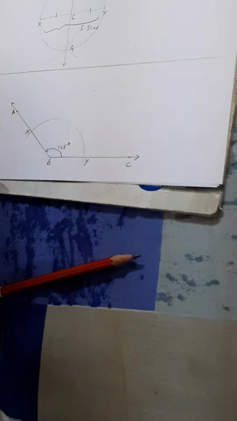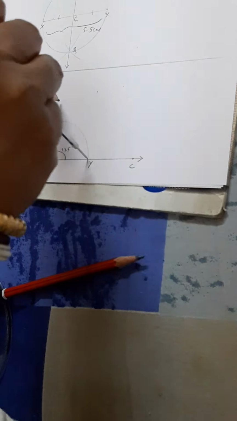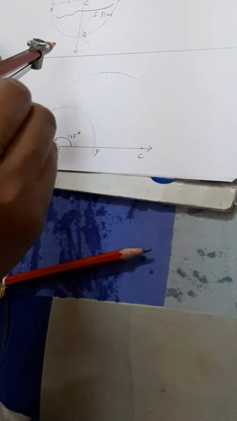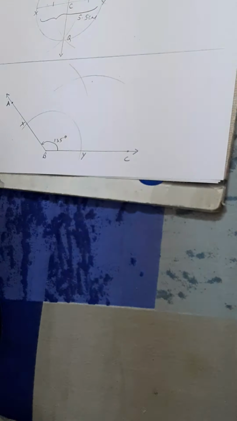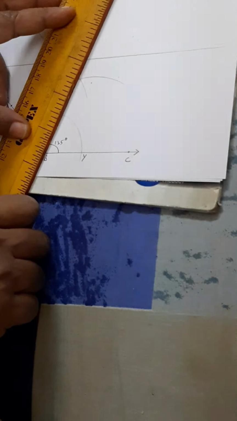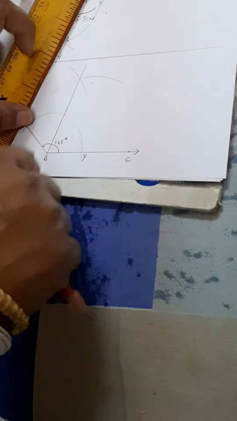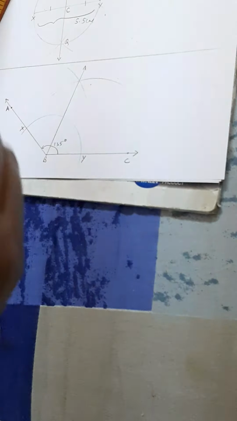We will keep the tip of the compass at Y, expand it a little bit, and draw an arc. Keep it at X without changing the radius, and then draw another arc. Clear? And now join this intersection point with B. And thus, let us say this is D.